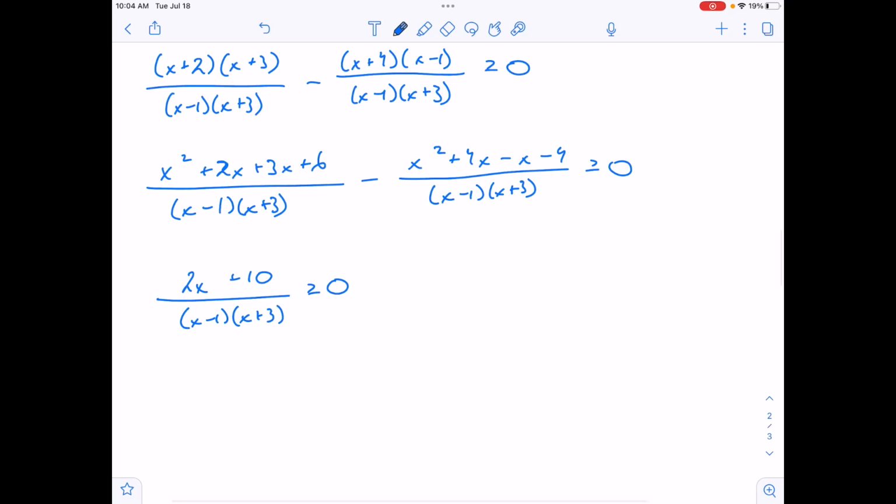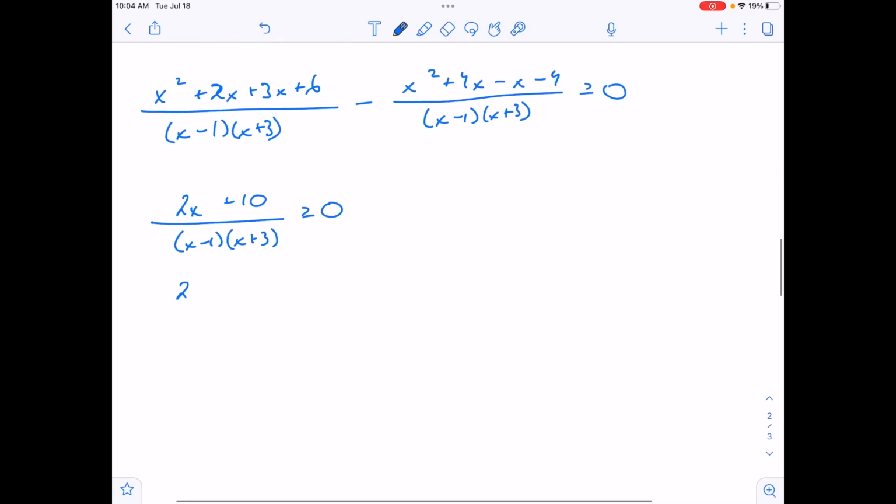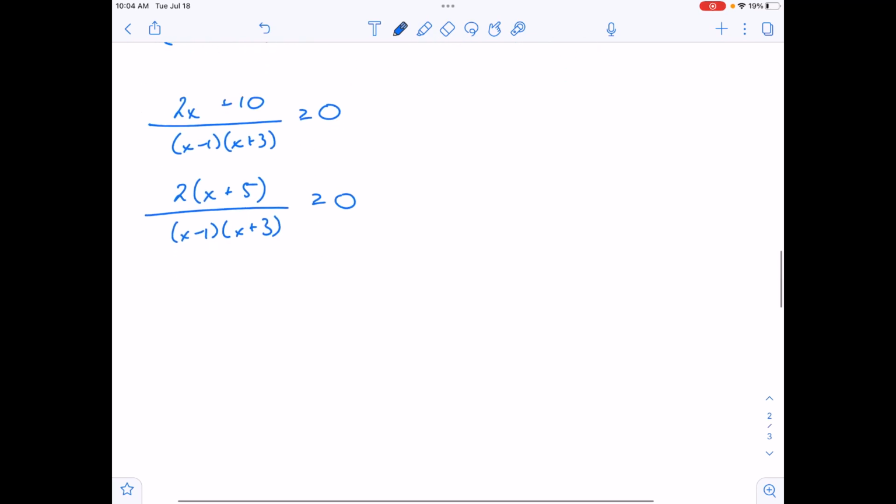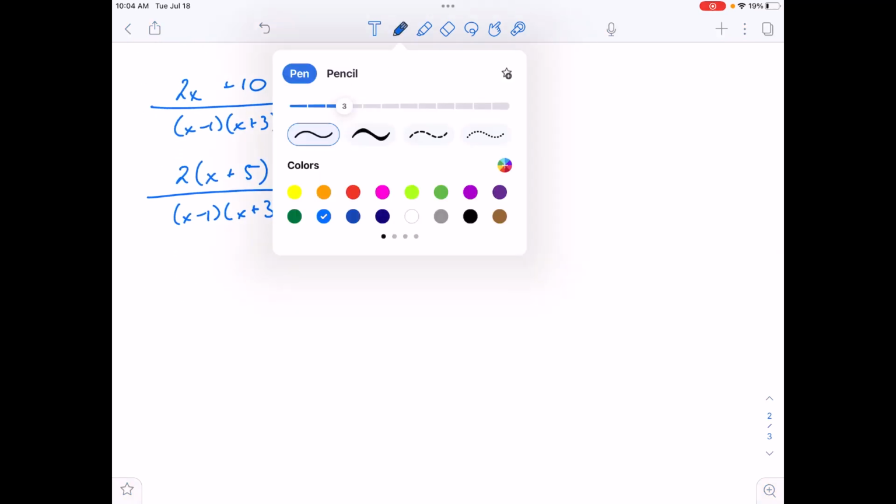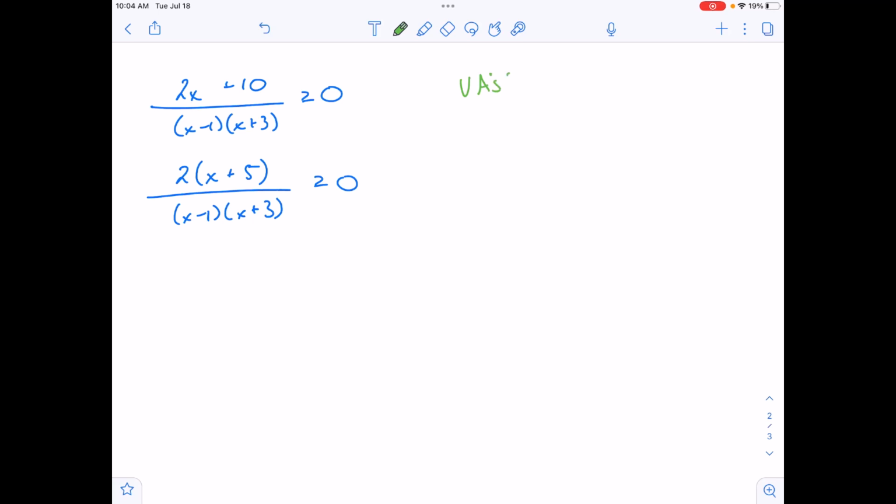And then I'm just going to finish off by factoring my numerator here. I can common factor out a 2. Okay, this is the simplest form of my question now, and it's pretty easy to see where everything is. Let's first find our vertical asymptotes. And that's by setting both terms in the denominator equal to 0. So I have a vertical asymptote at x is equal to 1. And I have another one at x is equal to negative 3.